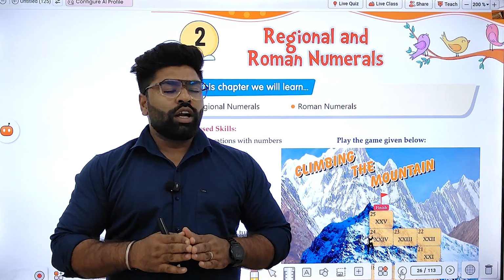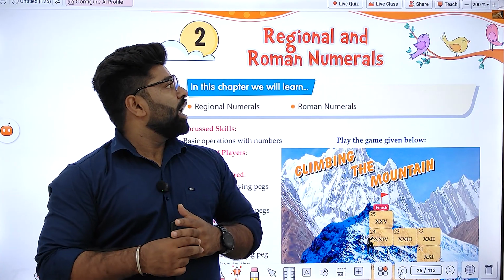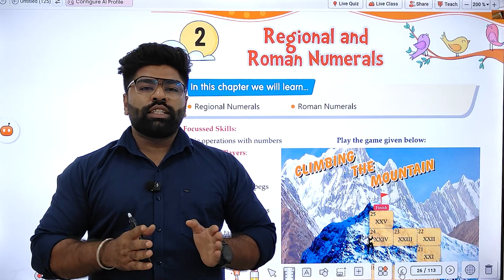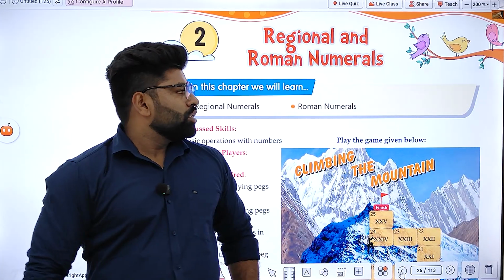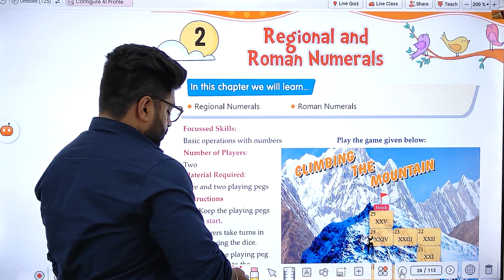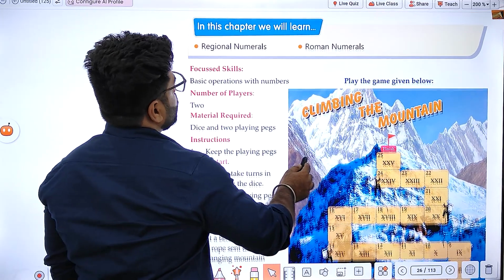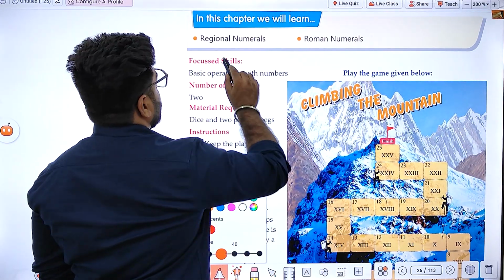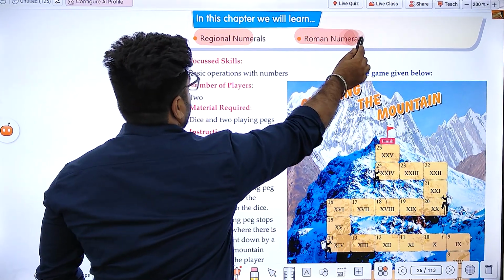So today we're going to start our topic, that is Hindu-Arabic and Roman numerals. So let's see what we are having here. We are going to discuss some signs which show our numbers. So we are having Hindu-Arabic numerals and Roman numerals.